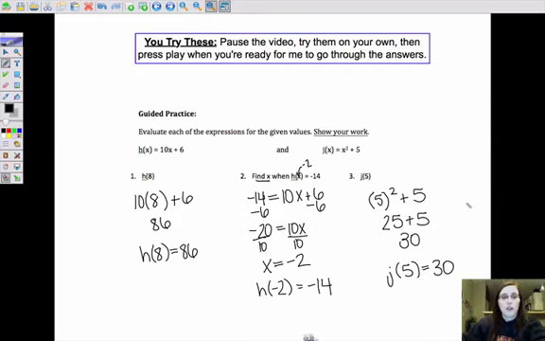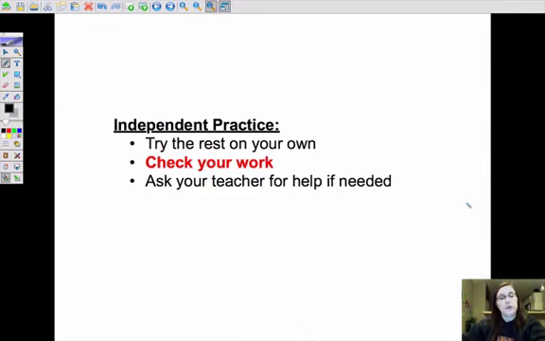Okay. Your next step is to do the independent practice. So there should be some on the back of your paper. You're going to try the rest of those on your own. You're going to make sure you check your work, and you're going to ask your teacher for help if needed. The check your work step is very important because you need to make sure that you're doing it correctly. It would not do you any good to practice the whole worksheet incorrect. So you need to make sure that you go up to the board and check your work.